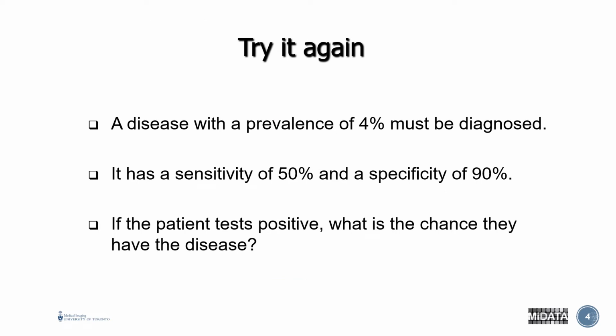So who got that right? There must be a bunch of you at home with your hands up. Good for you. So let's try it again. A disease with a prevalence now of 4% must be diagnosed. The test has a sensitivity of 50% and a specificity of 90%. So same test. If the patient tests positive, what is the chance they have the disease?